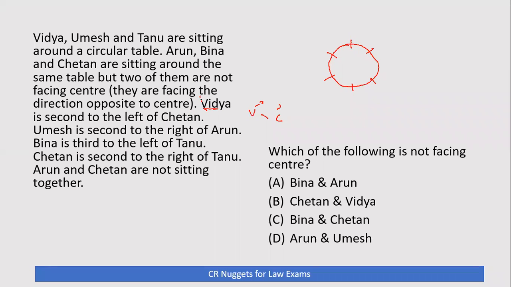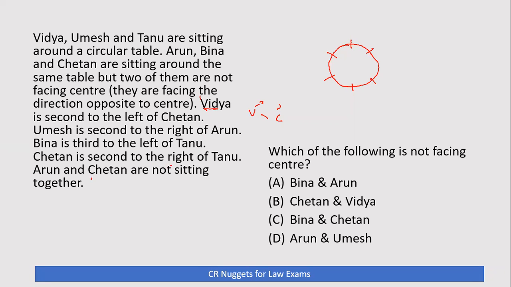Now, if I just read these, I don't understand anything. From where should I start? I gave you a hint. If there is some fixed thing, then you can do it easily. But here the problem is I don't know who is facing inside and who is facing outside. Inside means towards the center and outside means away from the center. So I don't know which two are facing inside or outside.